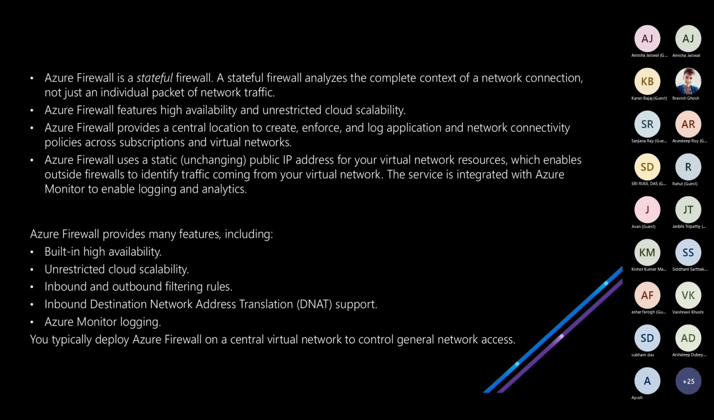It uses a static public IP address for your virtual network resources, which allows outside firewalls to identify traffic coming from your virtual network. The service is integrated with Azure Monitor to enable logging and analytics. Azure Firewall provides many features, including built-in high availability, unrestricted cloud scalability, inbound and outbound filtering rules, inbound destination network address translation support, and Azure monitoring logging. You typically deploy Azure Firewall on a central virtual network to control general network access.